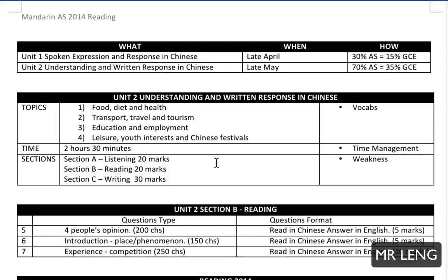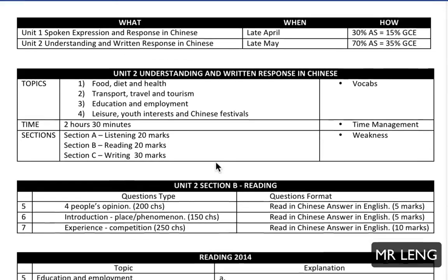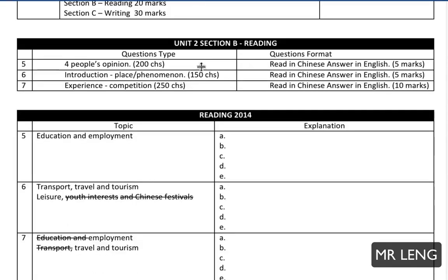Right, let's get straight into Unit 2, Section B, the reading paper. In the reading paper, there are 3 big questions: 5, 6, and 7. Question 5 is about 4 people's opinions, around 200 characters, answered in English. Question 6 is an introduction of a place, a phenomenon, things like that. It's shorter, 150 characters. Answer questions in English. That's 5 marks each, 10 marks in total.